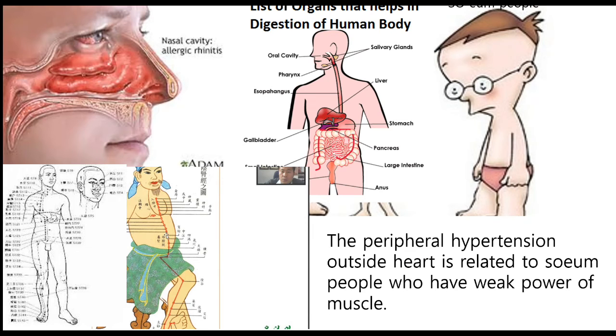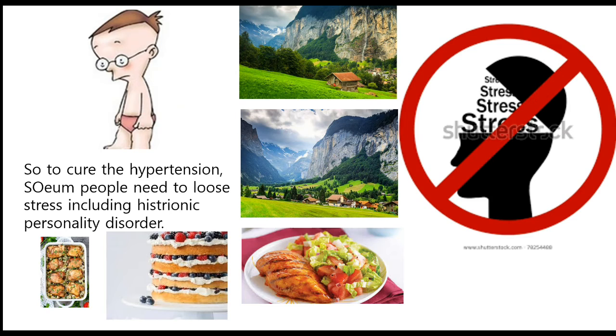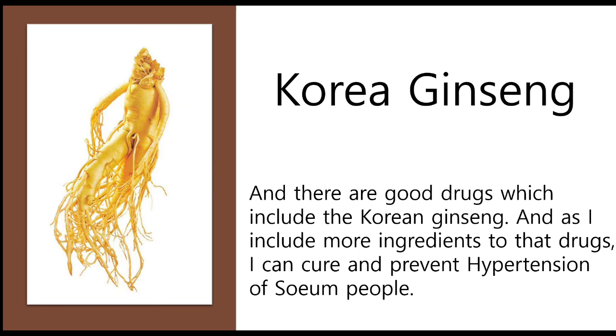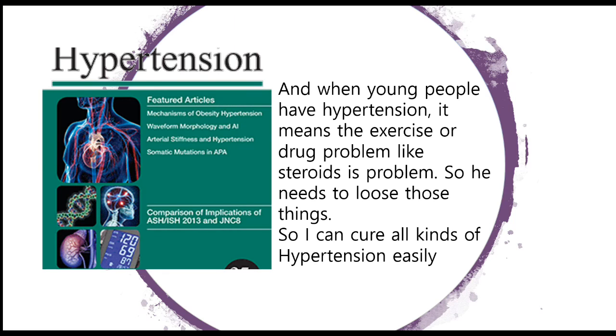Peripheral hypertension outside the heart is related to some people who have weak muscle power. So to cure the hypertension, some people need to lose stress, including those with histrionic personality disorder. And there are good drugs which include Korean ginseng. And as I include more ingredients in that drug, I can cure and prevent hypertension in some people.